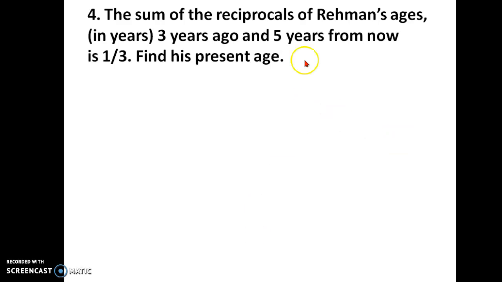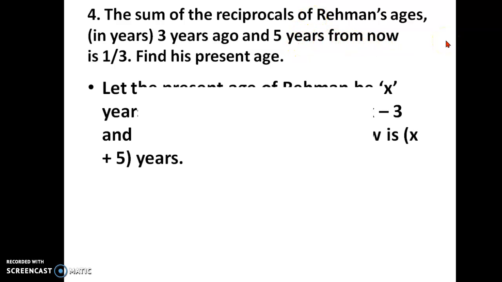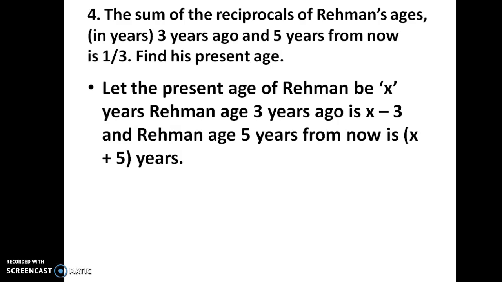So sum of the reciprocals of Rahman's age 3 years ago. Okay, and 5 years from now. So ago means minus 3. 5 years from now means plus 5. Okay. So let's take the present age of Rahman be x. So 3 years ago his age is x minus 3. 5 years from now it is x plus 5.